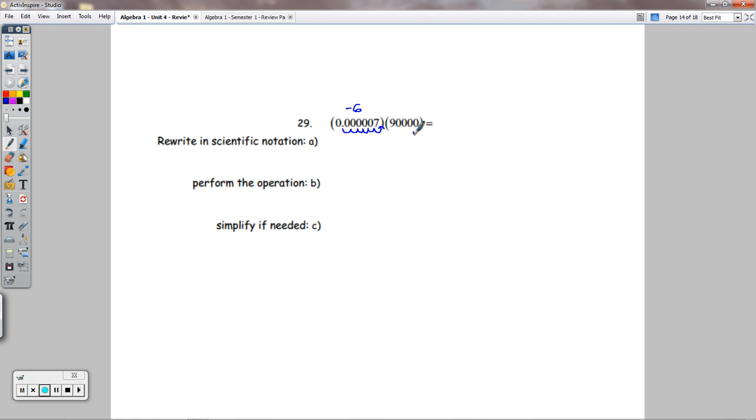And then here, any time you move the decimal to the left, you're going to add to the power of 10. So this is going to be a positive 4 power. And so if we write that in scientific notation, it looks like this: 7 times 10 to the negative 6. That's the first part. And then 9 times 10 to the 4th is that other part. Performing the operation, I'll box that in. That's the final thing for part A.